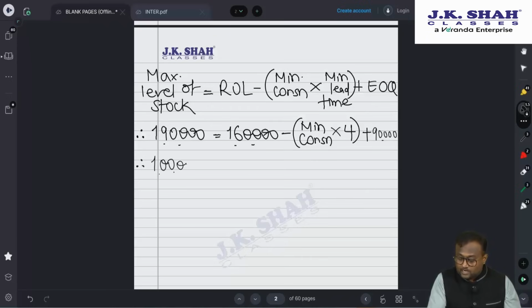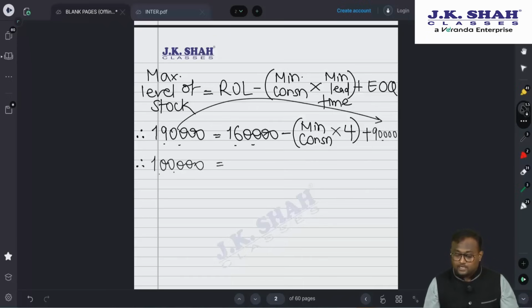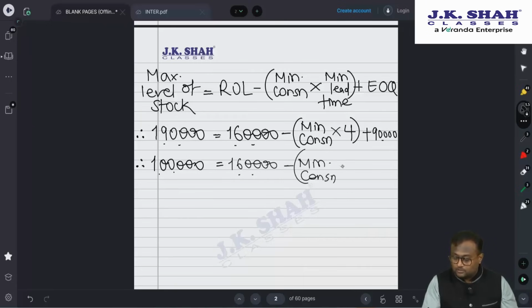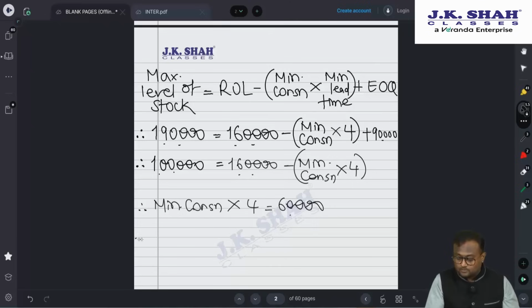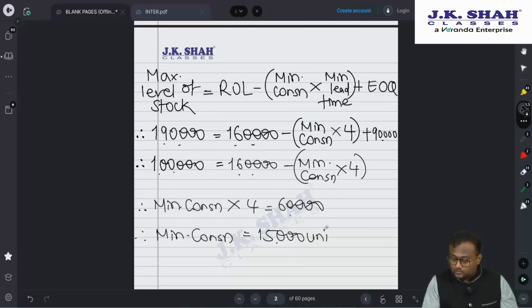So I am left with 1 lakh here. 1,90,000 minus 90,000, I am left with 1 lakh. 1,60,000 minus minimum consumption into 4. So I'll take minimum consumption into 4 to the left hand side. 1,60,000 minus 1 lakh will be 60,000, and that gives me minimum consumption to be 15,000 units. It is that simple.